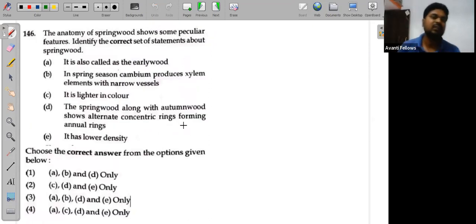Next question. The anatomy of spring wood shows some peculiar features. Identify the correct set of statements about the spring wood. ठीक है, so here they are talking about the circular rings which are found in the wood. ठीक है, wood के अंदर हमें देखने को मिलता है. So there are two types of things. I think you know that is the spring wood, and एक चीज वहां पर हमें देखने को मिलती है, that is the autumn wood. ठीक है, spring wood और autumn wood, ये दो चीजें हमें देखने को मिलती हैं.